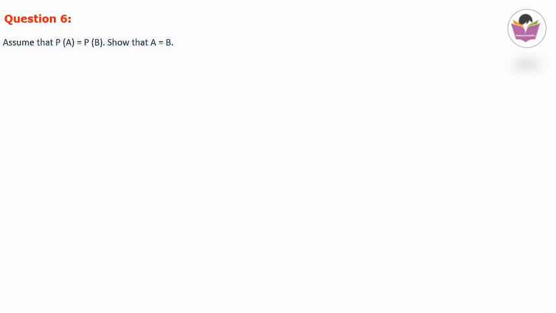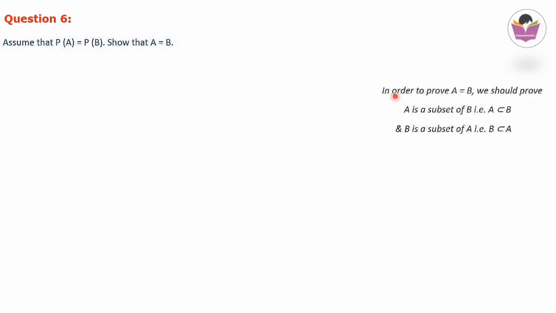Here how do we prove? In order to prove set A is equal to set B, we should first prove that A is a subset of B. A is a subset of B means all elements of A are there in B. That is what we are going to prove first. Same way we have to prove B is a subset of A as well. Means all the elements of B are there in A also. That is, B is a subset of A.